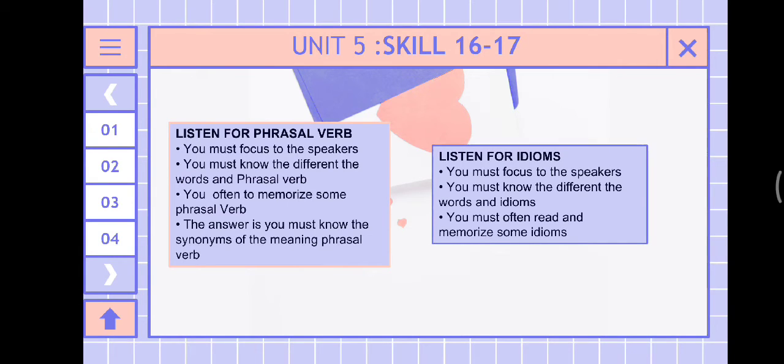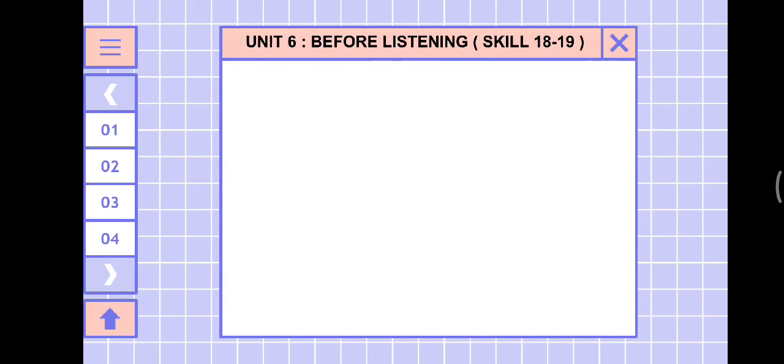Next is listen for idiom. You must focus on the speaker. You must know the difference between the words and the idiom, and you must often read and memorize some idioms. And then next is Unit 6, before listening, skill 18 until 19.